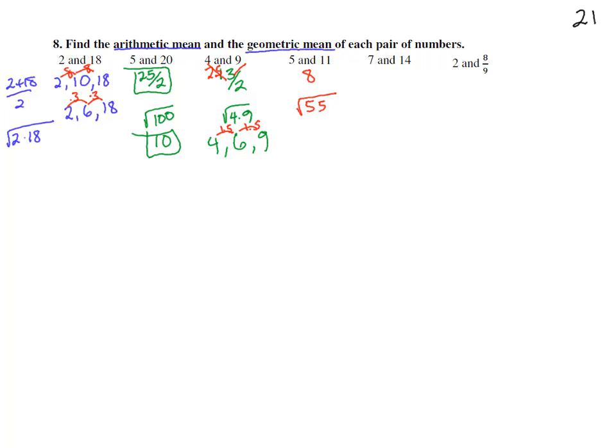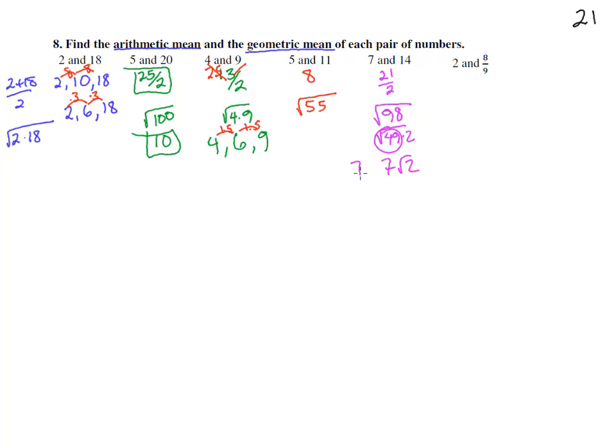All right, let's do the next one, 7 and 14. Arithmetic mean is 7 plus 14 is 21 divided by 2. And the geometric mean is 7 times 14, which is 98, square rooted. Does that simplify? It does indeed. That's the square root of 49 times 2. What's the square root of 49? That's 7. 7 square root of 2.